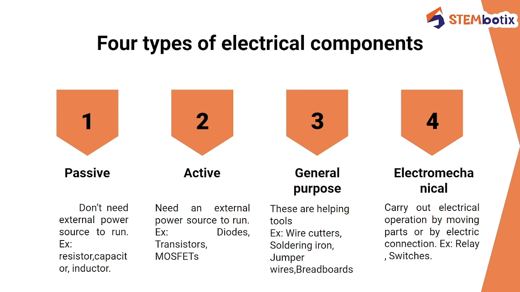Then after we have general purpose tools. These are the kind of tools which we use as a helping hand in building a circuit. For example, wire cutter, soldering iron, jumper wires, and breadboards. Then after we have the fourth part, which is electromechanical tools. The word electromechanical can be divided into two parts: electric and mechanical. These are the devices which carry out electrical operation by moving parts or by electric connection. For example, relay and switches.